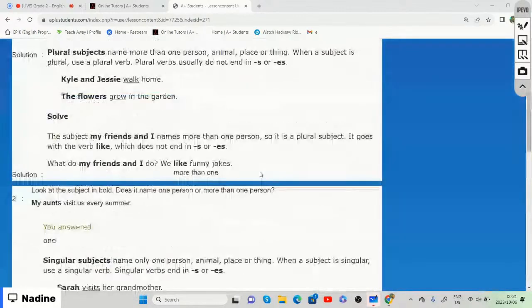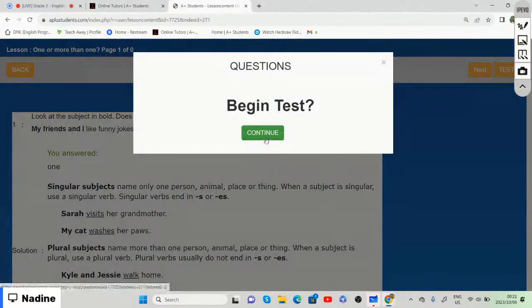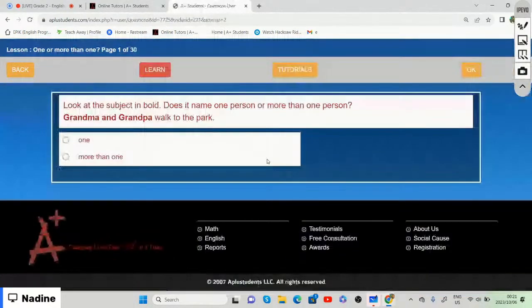So now we're going on to our test. We're going to write a little test based on one or more than one. So we don't need to say if it is more than one person or only one person that we're making mention of.